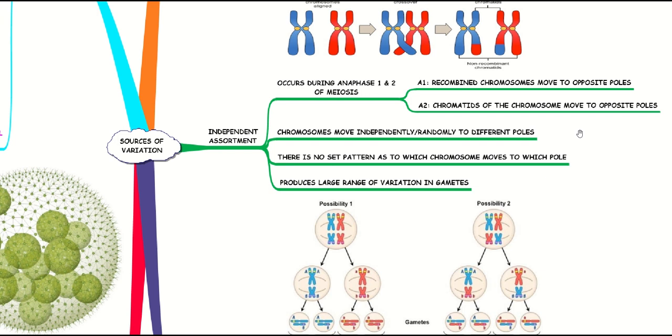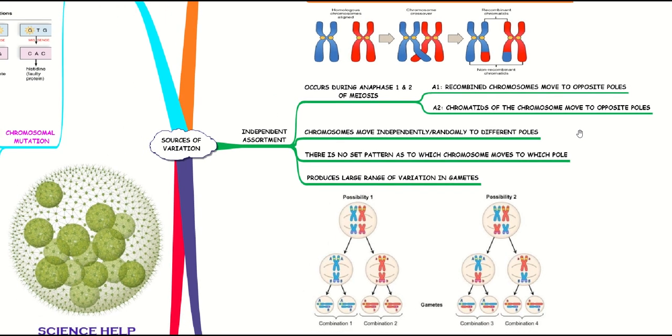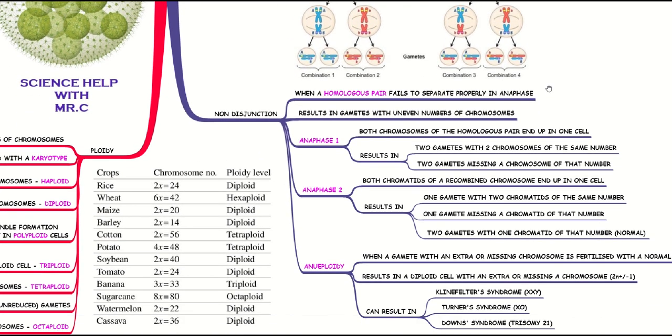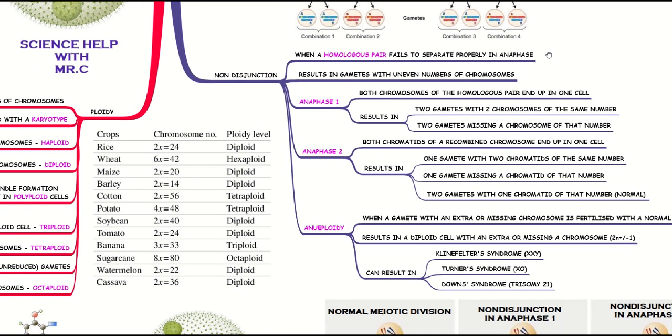Independent assortment just says that there is no set pattern as to which of the half of the chromosomes or the chromatids go to which pole. Okay, and that introduces a lot of variation. Now, when the chromosomes are pulling apart, if they don't pull apart properly, we call it non-disjunction. Okay, so when the homologous pairs fail to separate properly, this can occur in both anaphase 1 and anaphase 2.